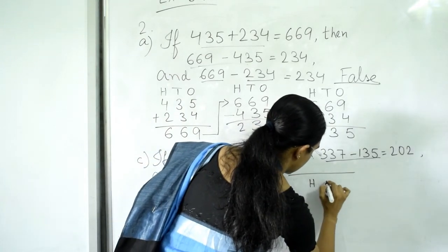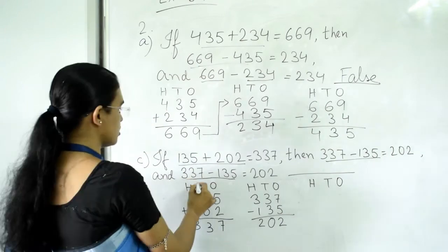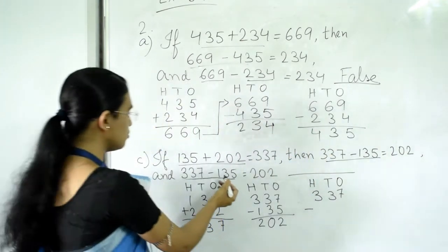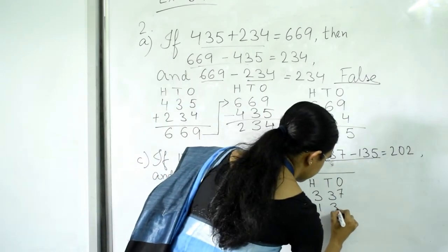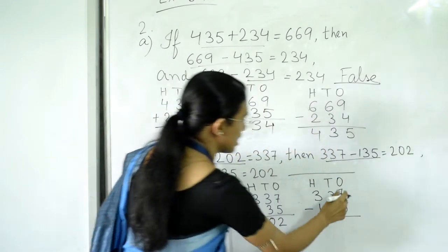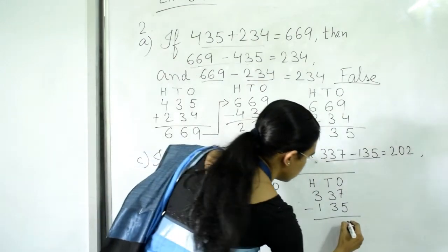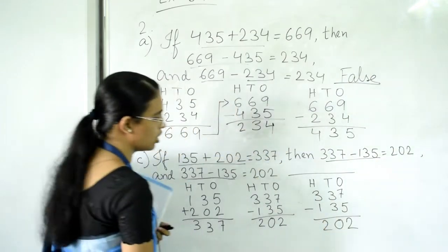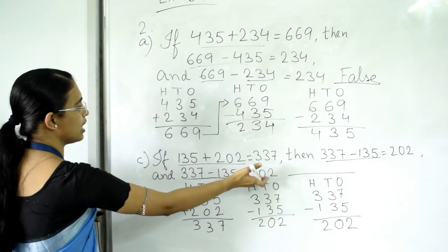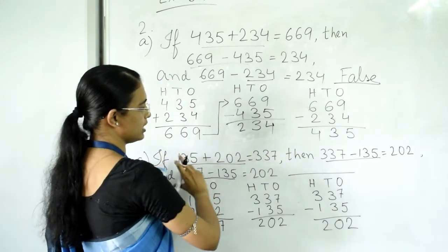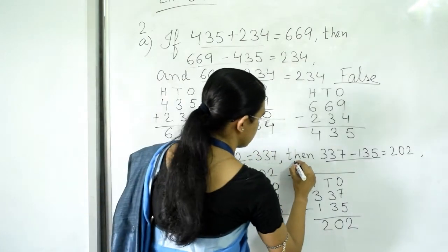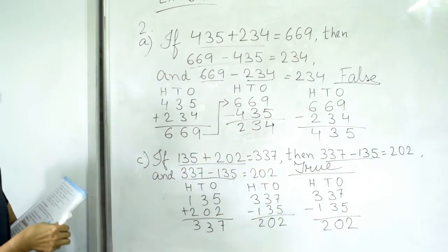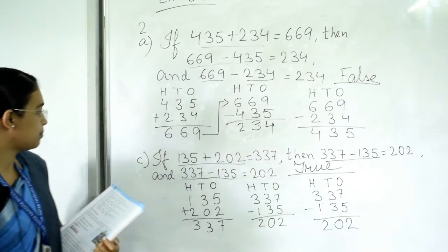Again we have to write H2O. First is 337. Then 135. 7 minus 5, 2; 3 minus 3, 0; 3 minus 1, 2. We got the answer 202, and here also we have 202. That means this sentence is true. So the answer is true. Okay, in this way do the rest of the sum, that is question number B and D.